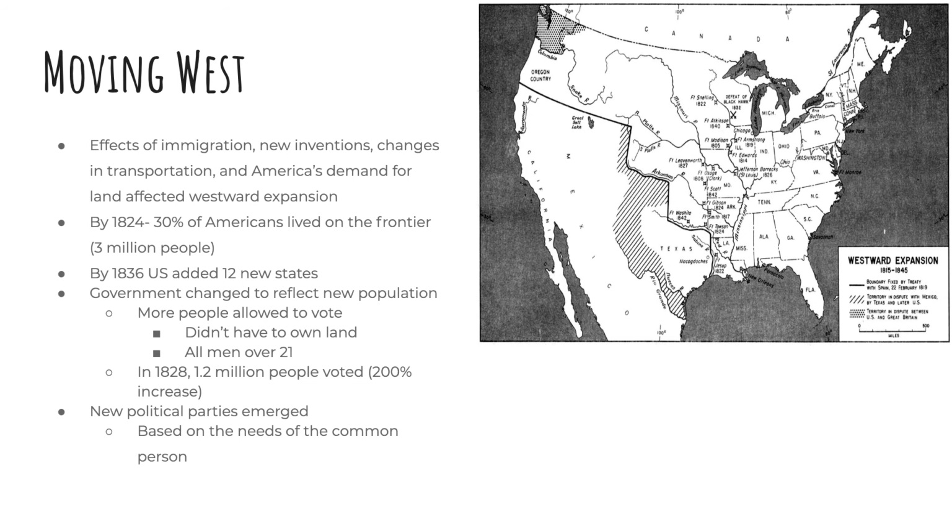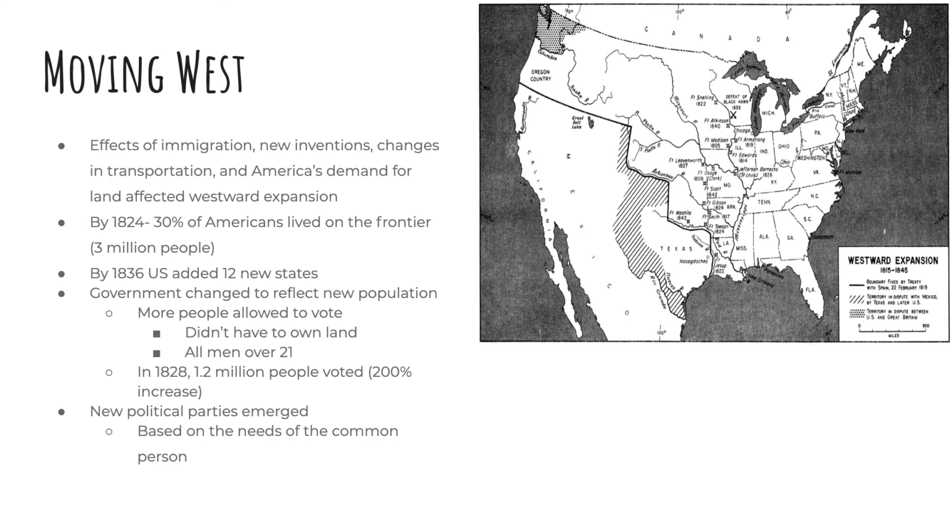So remember that in the beginning, it was only wealthy white male landowners who were allowed to vote. But now, because there's so many more people living in the United States and so many different kinds of people, more people were allowed to vote. Now you didn't have to own land, okay? And all men over the age of 21 were allowed to vote. So in 1828, about 1.2 million people voted, whether it was for legislators or for president, and that was a 200% increase from 4 years before.